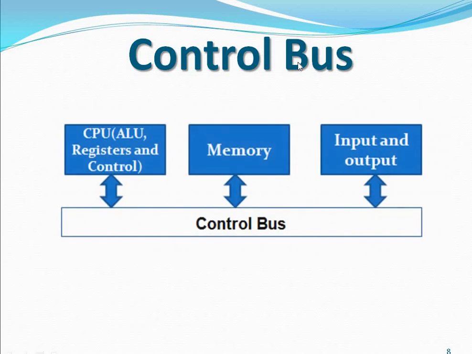The third bus is control bus. This bus is used to carry the control information between the CPU and the other devices within the computer. This bus carries the signals that report the status of various devices, and it is a bidirectional bus. For example, this bus is used to indicate whether the CPU is reading from the memory or writing to the memory.